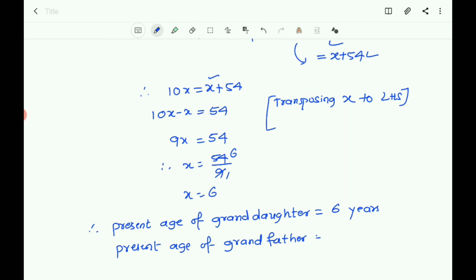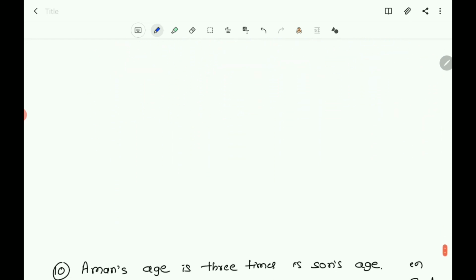If you take x plus 54, it becomes 6 plus 54, that is 60. Or 10x means 10 into 6, which equals 60 years. The grandfather's age is 60 years. Now you take the next question.